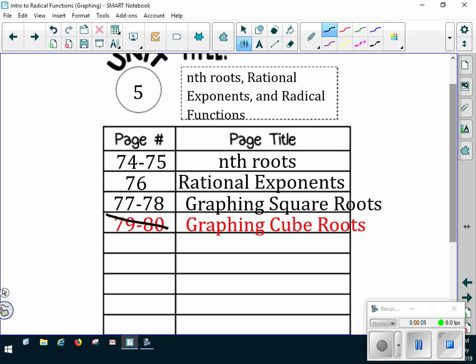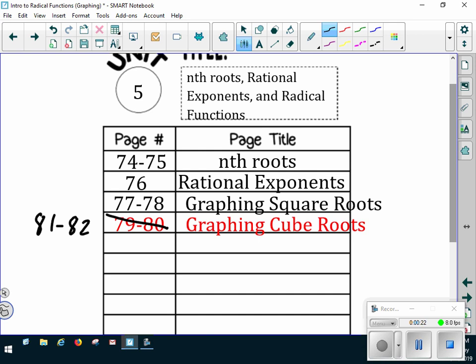Yeah, these pages are wrong. I'm told it's 81 and 82 for graphing cube roots. You're welcome. So get your table of contents taken care of.